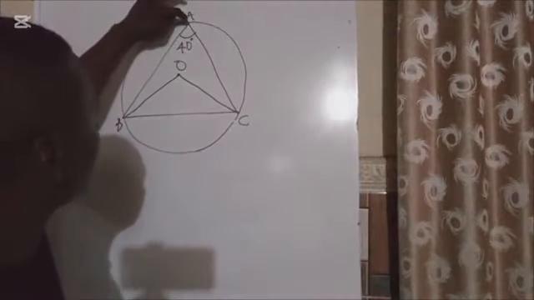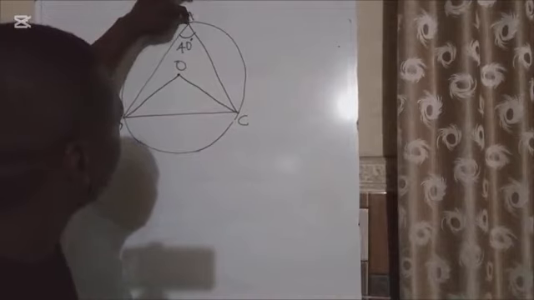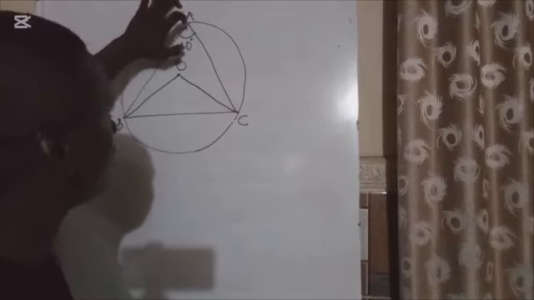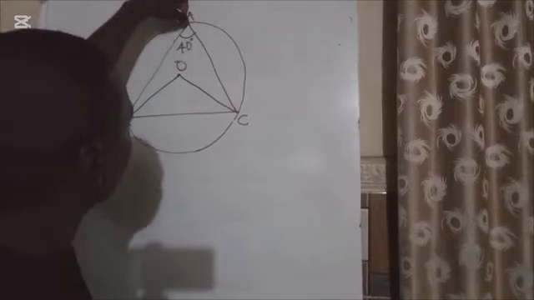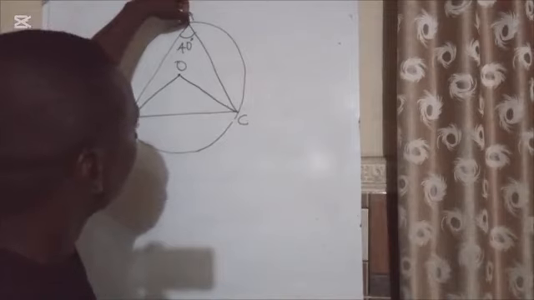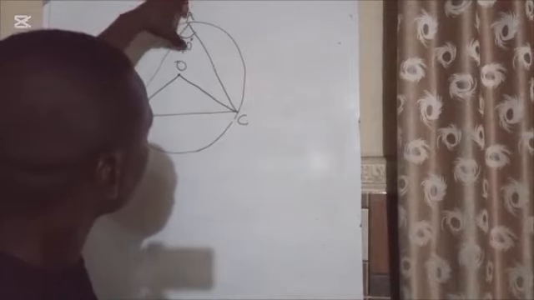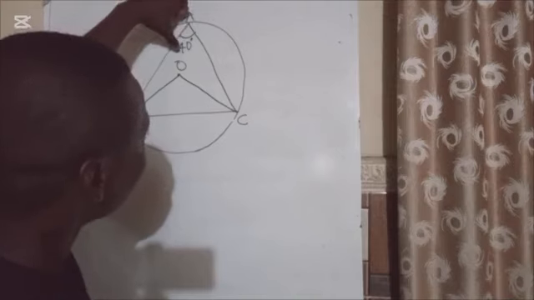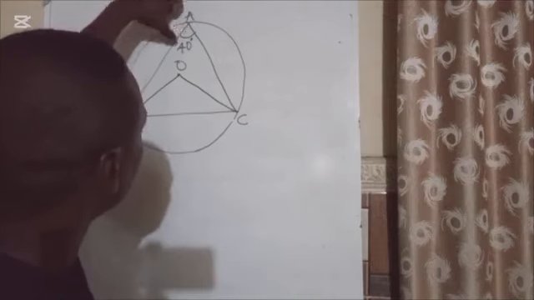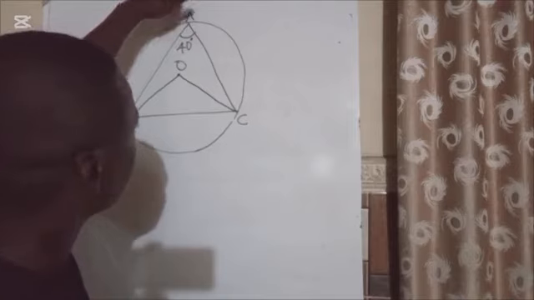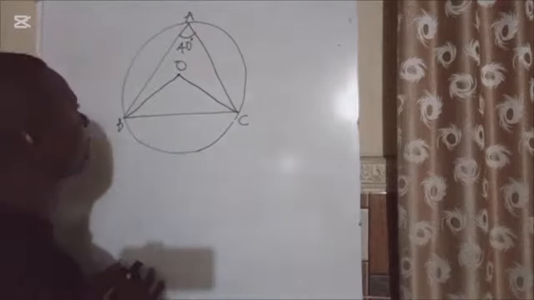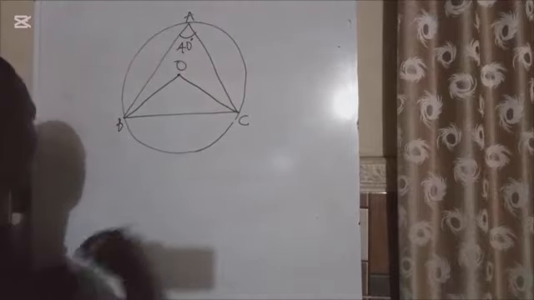Now please, in the last section of my circle geometry, I did emphasize that any triangle that meets the circumference of a circle is known as the circumference angle. So you can see the triangle is touching the circle here. Because it's touching this circle, it means 40 is my angle at the circumference of triangle ABC.